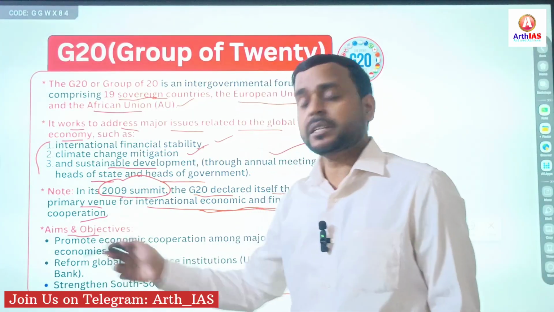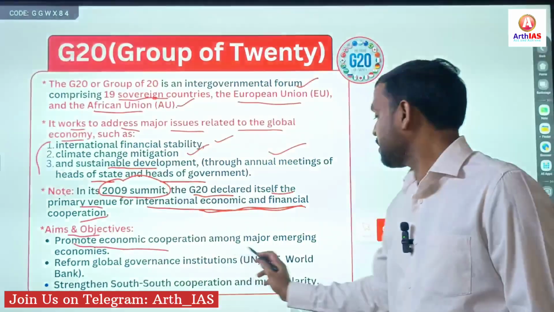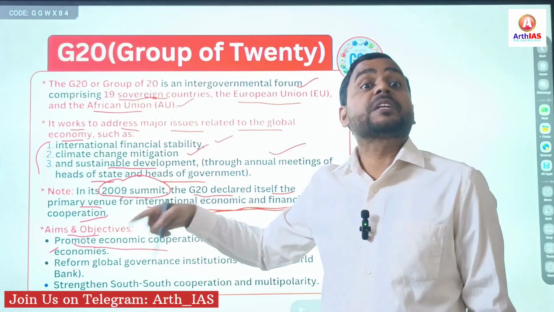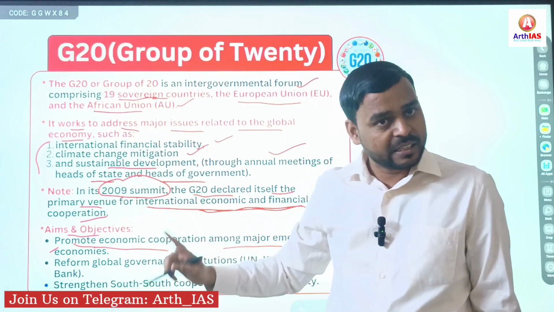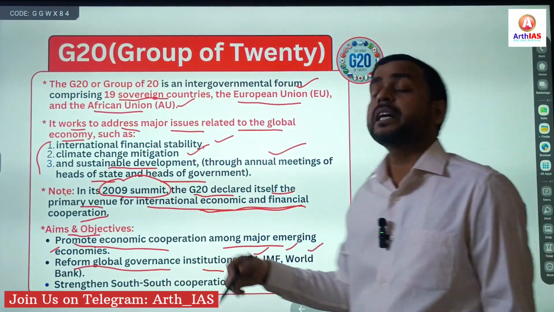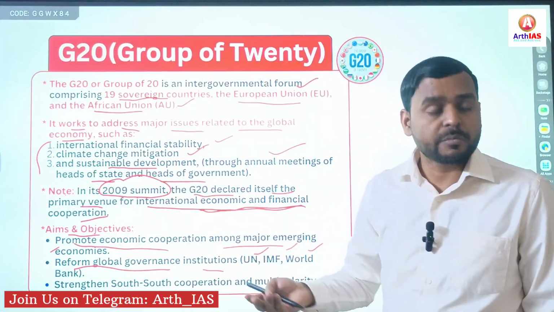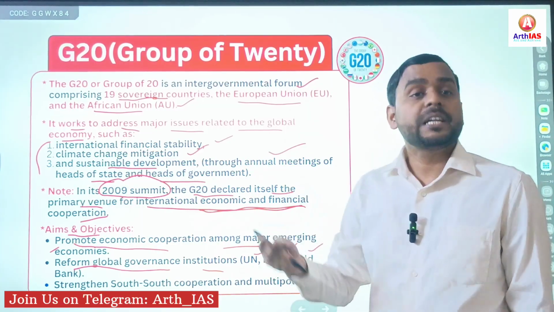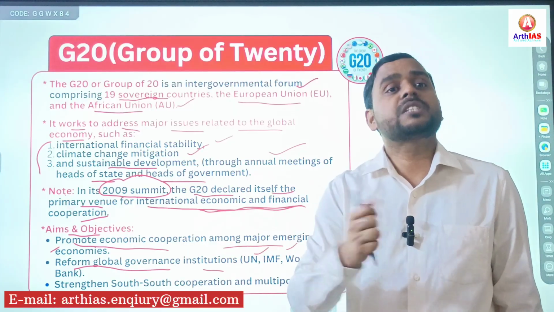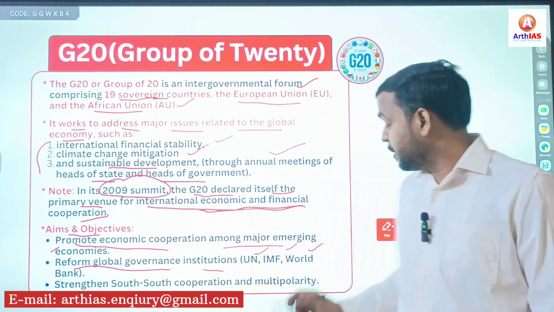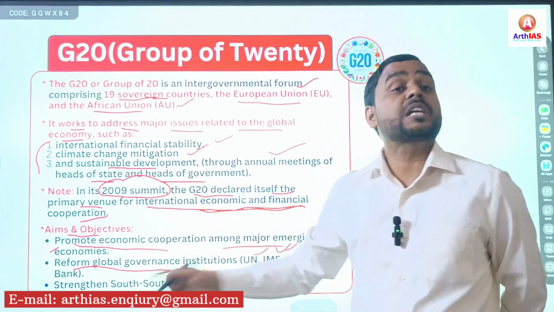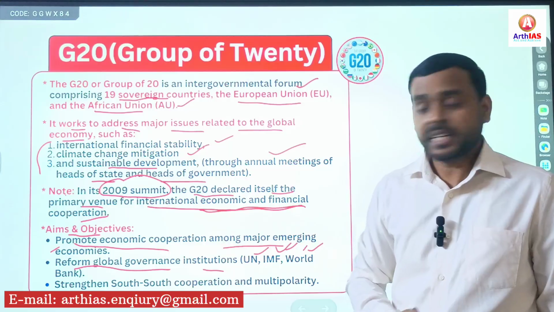Next, aims and objectives. First, to promote economic cooperation among major emerging economies. Most of the members of G20 are emerging economies. Next, reform global governance institutions like UN, IMF, World Bank, etc. Many emerging economies are demanding reforms. For example, India and other emerging economies are demanding a permanent seat in the UN Security Council. They are demanding reforms in IMF, World Bank, WTO. All such issues are also discussed in G20.